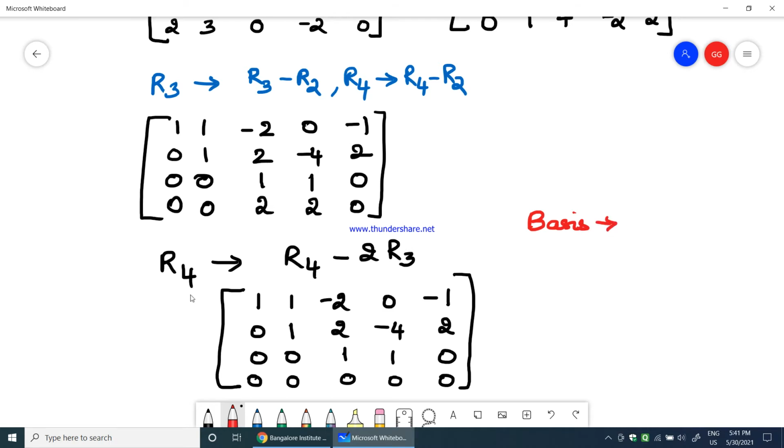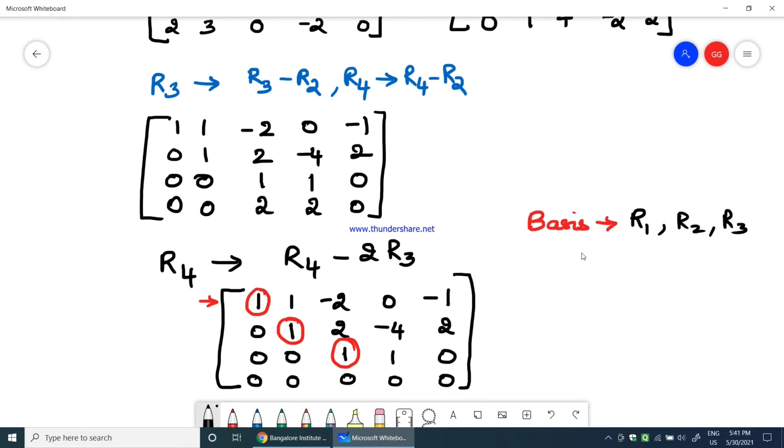The basis is the number of rows where you see pivots is 1 here. Can you see the pivots are 1 here? So therefore the number of rows which contain the non-zero elements. Okay, so the dimension here is 3. Basis here is R1, R2 and R3.